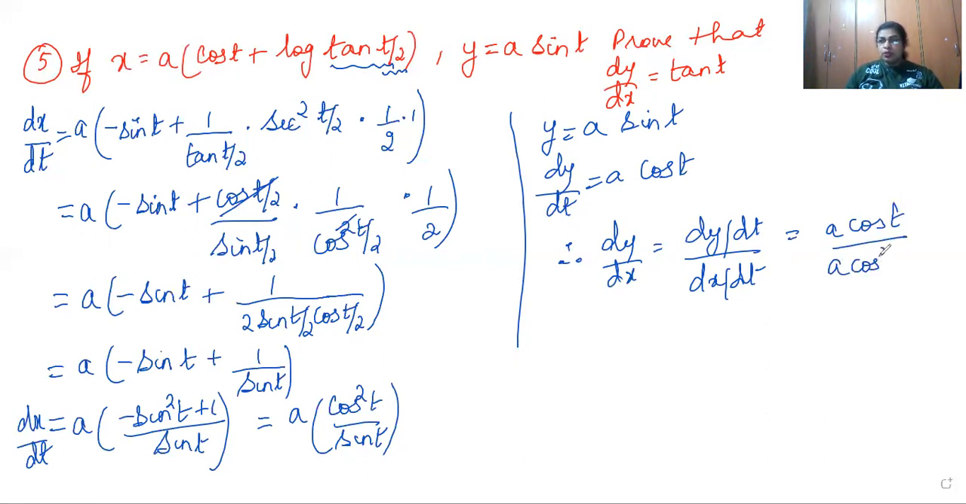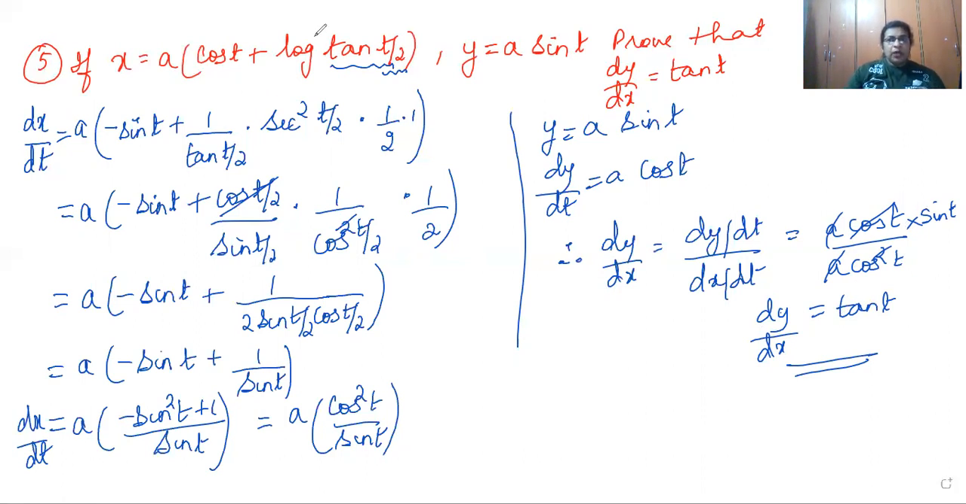A cos square t divided by sin t, that will go to the numerator, so into sin t. Now A will get cancelled, and one cos will get cancelled. You are left with sin by cos, which is equal to tan t. So that is the required answer which we have to prove. Go through the steps carefully. I have given a step by step explanation, so see that you get all the steps.